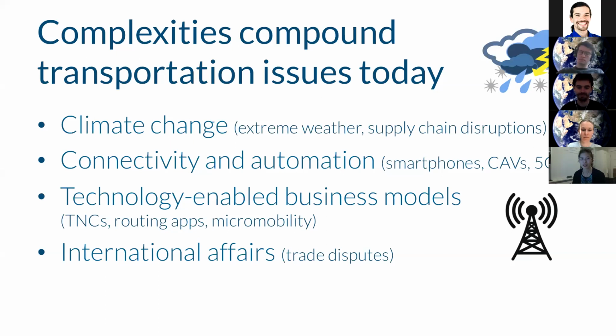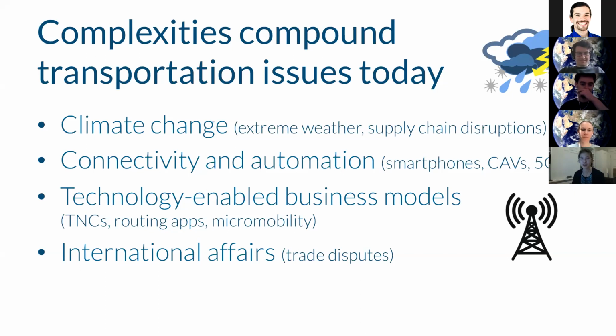There are also ongoing trends in terms of increased connectivity and automation, with smartphones, with connected and automated vehicles, with the upcoming 5G networks. That all is uncertainty and added complexity in our systems that need to be taken into account as we address and think about transportation moving forward. There are also new business models popping up here and there over the last decade, and we can expect moving forward. We can expect new modes of transport to be created that we don't know about today that we may need to take into account in order to have a system that works well together. There are also international affairs, trade disputes, and so on that affect the entire system.